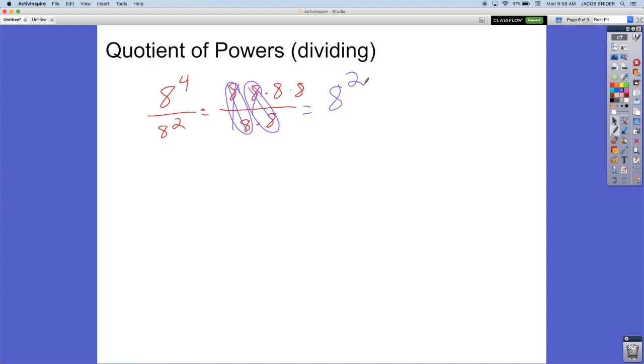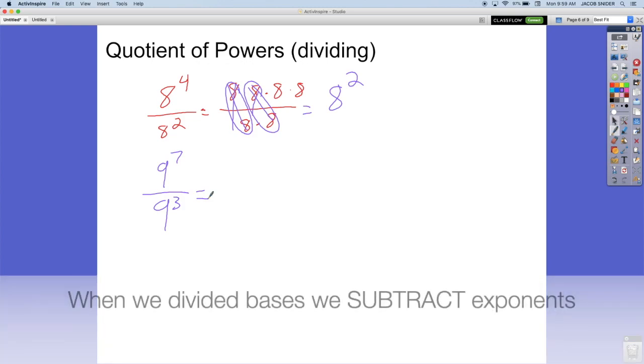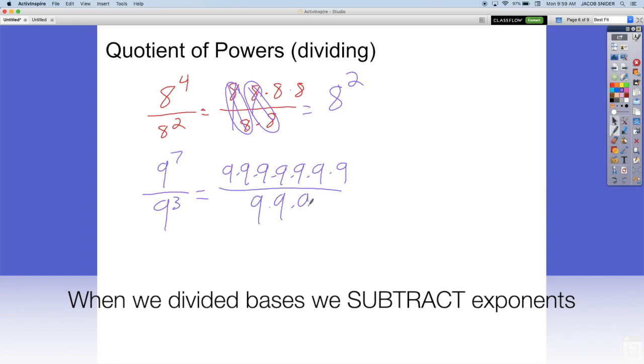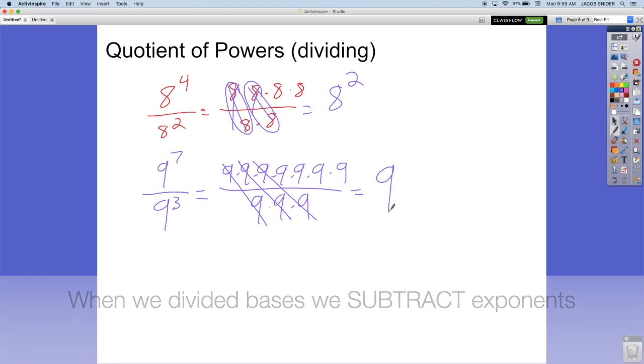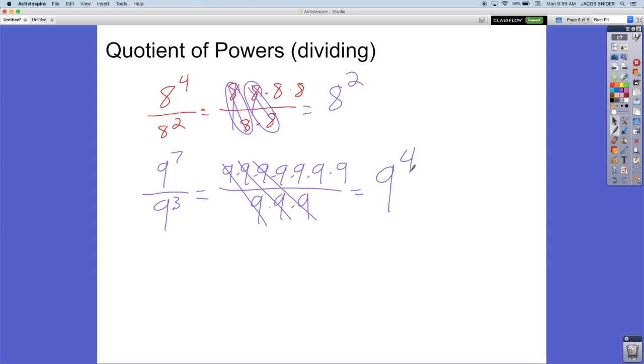Let's go 9 to the 7th over 9 to the 3rd. If I write it out again, it'd be 9, 9, 9, 9, 9, 9, 9 on top, and 3 on the bottom. Okay, let's cancel them out. What do I have left on top? 1, 2, 3, 4. So what do you think my rule is here? When we multiplied, we added. So now that we're dividing, we are going to subtract.